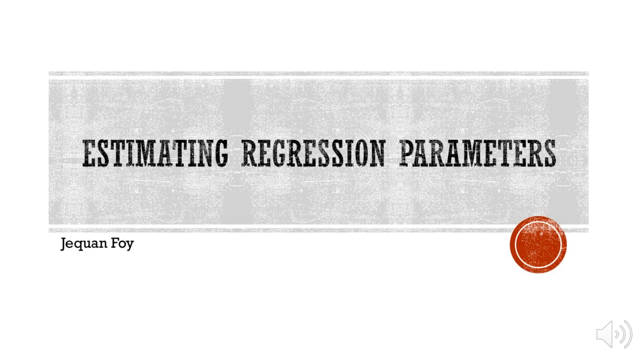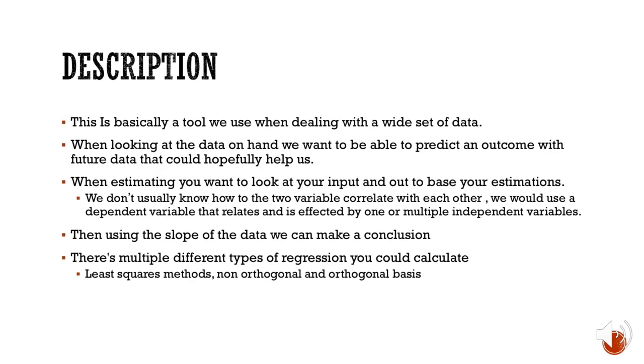Estimating regression parameters. A basic description: this is a statistical tool we use when we have a large data set. When we look at the data set, we want to be able to predict an outcome using a regression line. In our plot, you're going to have an independent variable, or two variables, or a couple more. That slope is what we're going to use to draw a conclusion for future references that can help us in our fields.